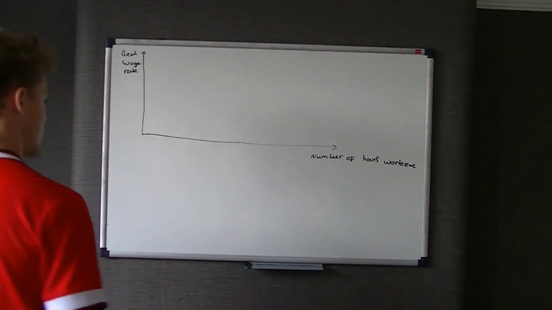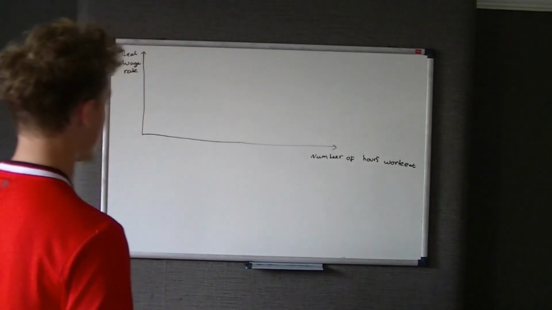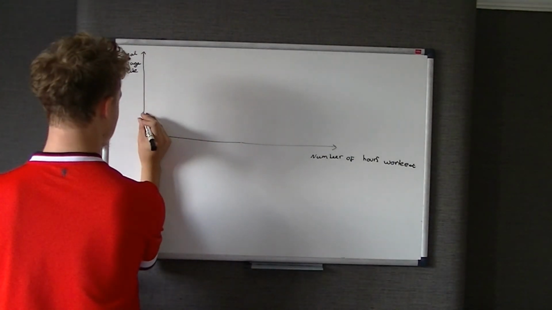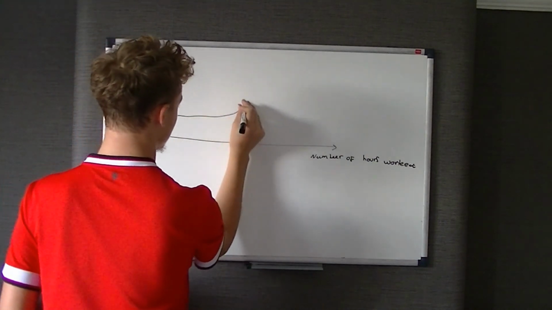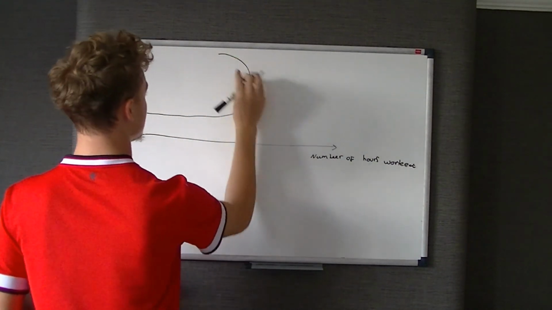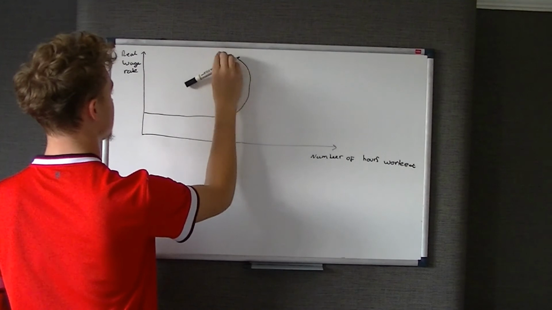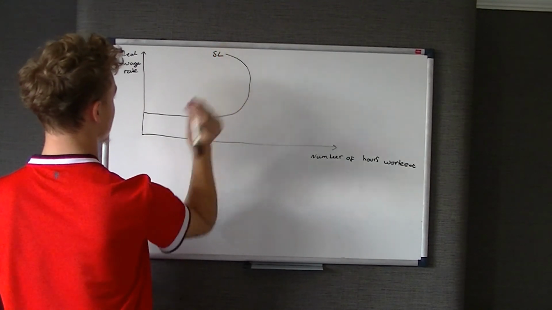So anyway, obviously it's some kind of backward sloping curve. What it should look like is sort of a bit horizontal and sort of swoops backwards like that. A bit more curved than that, but you get the idea. And we're going to label that curve SL.